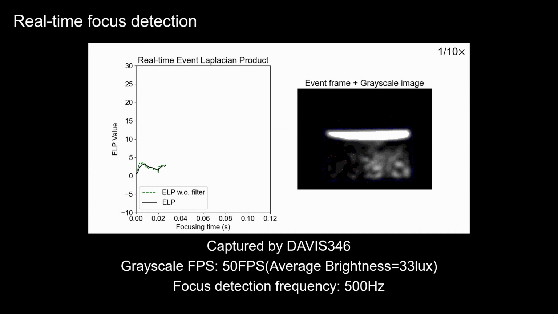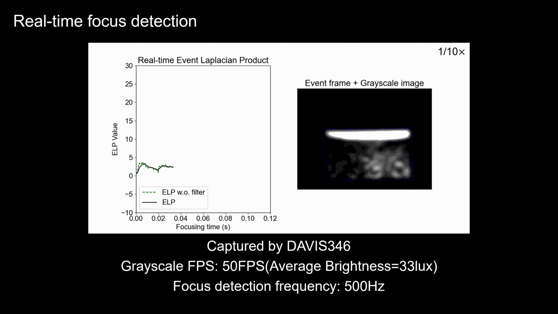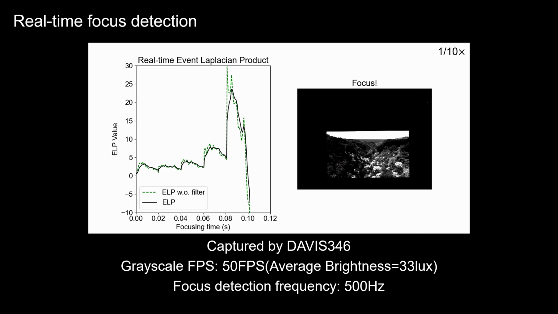Here we demonstrate the real-time performance of our method using a DAVIS 346. Under moderate lighting conditions, DAVIS 346 provides a grayscale frame rate of up to 50 fps. We compute the current ELP value using the most recent grayscale frame and event data accumulated over a 2 millisecond interval. As soon as the ELP value switches from positive to negative, we immediately stop the focus motor, indicating that the optimal focus position has been reached. This real-time detection loop runs at up to 500 Hz, enabling fast and accurate autofocus without needing to sweep across the entire focus stack.